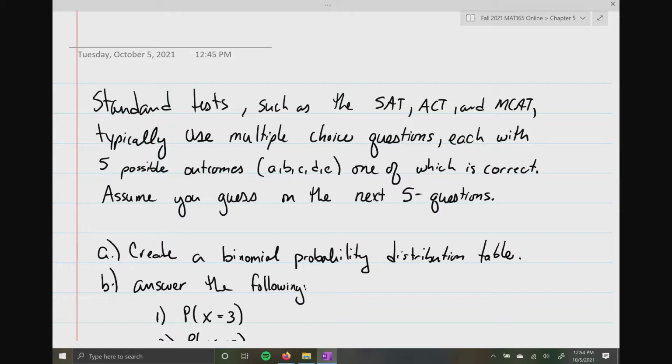So if you need to, pause the video, write down the question, and then what we can do here is we'll walk through it together. So standard tests such as the SAT, the ACT, the MCATs, whatever have you. Typically, they use multiple choice questions, each with 5 possible outcomes. So A, B, C, D, and E. Now, of those outcomes, one of them is correct.